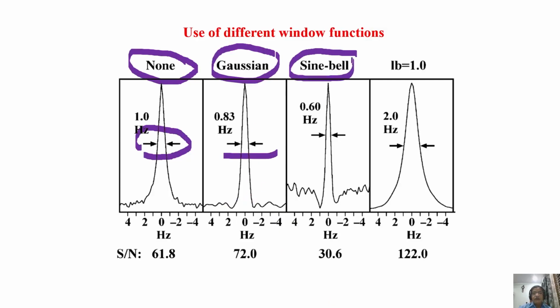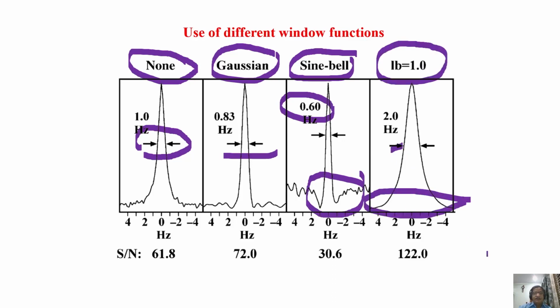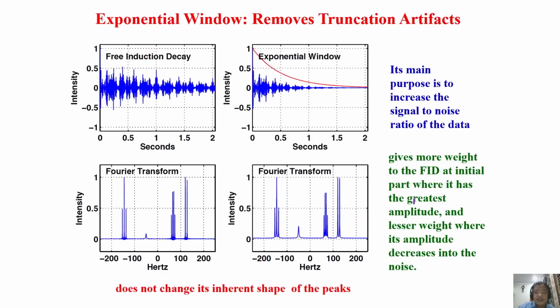I can use a sine wave. I can bring down the line width a little bit better, even now, much better. See, compared to this it is a better, sharper peak. But look at the baseline, it gets distorted. I can use the exponential function, but you see, you are increasing the line width, with a beautiful signal to noise ratio, and the line shape is also not distorted. So there are different window functions.